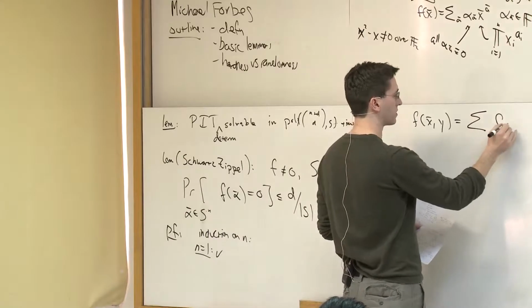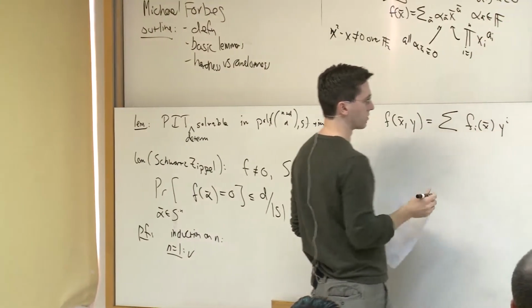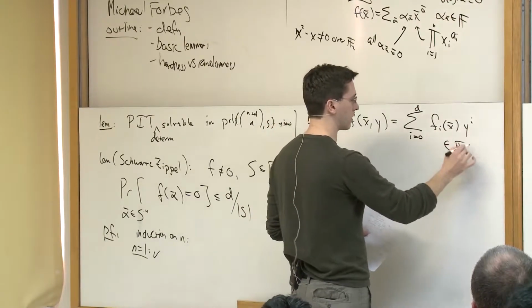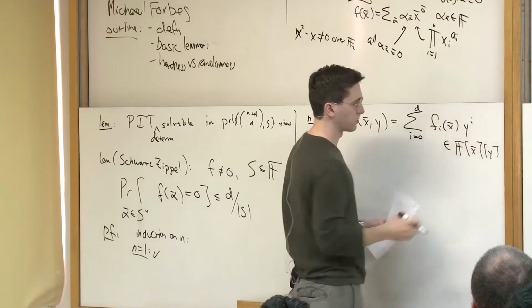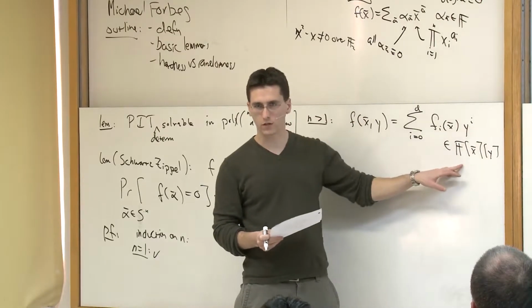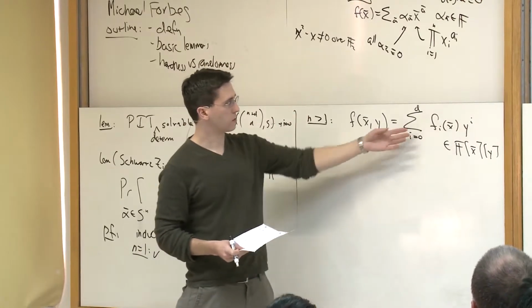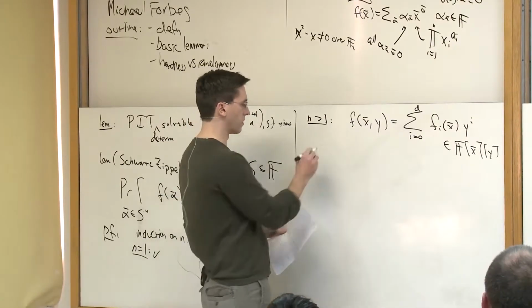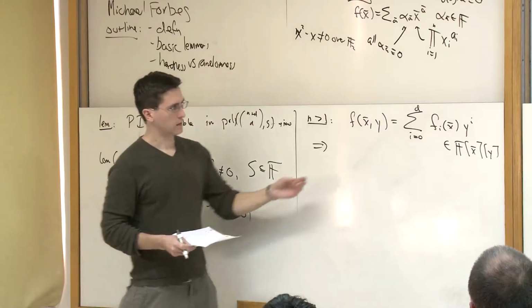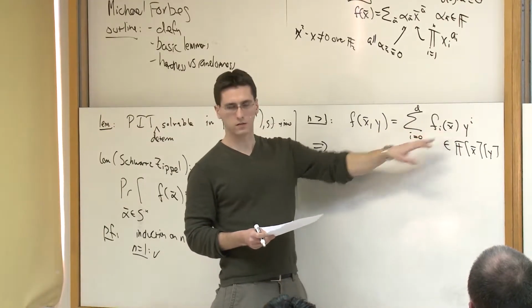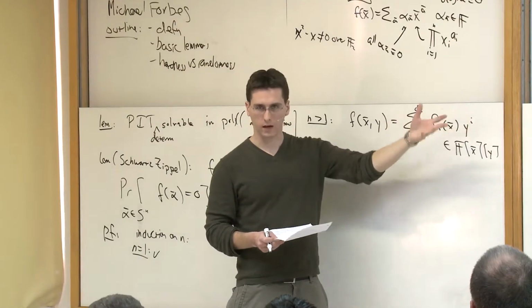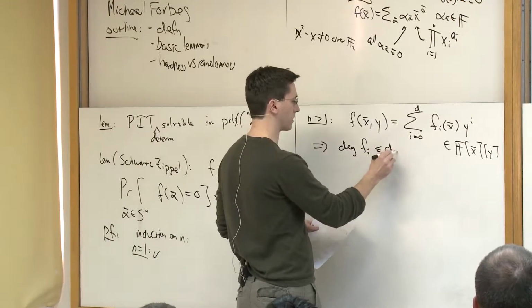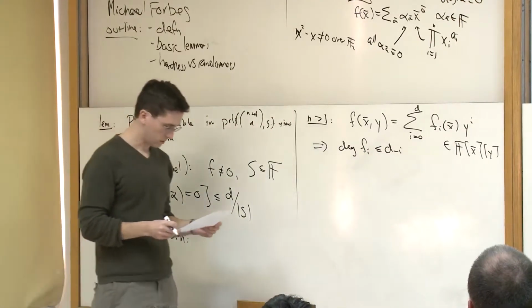We have f sub i of x, where i goes from, say, 0 to d. I'm thinking of this as an element of F[x][y], so I'm thinking of this as a univariate polynomial in y, where my coefficients are polynomials in x. And clearly, f is at most degree d, so there are at most d things here. One of the immediate things you notice is, what can we say about the degree of the f_i's? Well, the degree of y to the i is i, and the total degree is at most d, so the degree of the f_i's is at most d minus i. Okay, so that's not too hard.